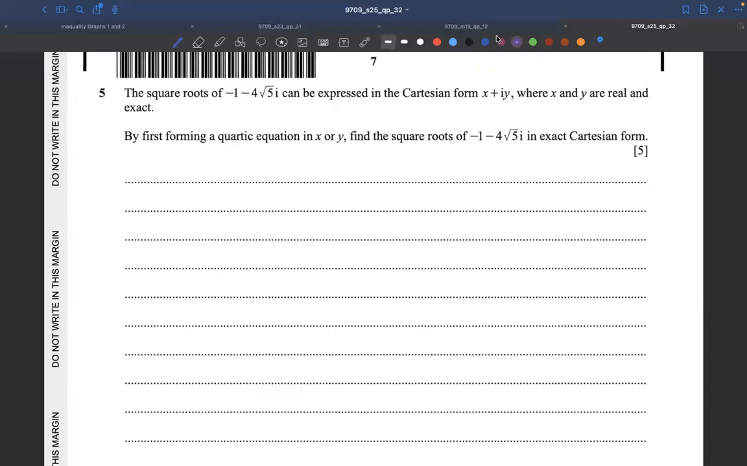In question number 5, the square roots of -1 minus 4 root 5 iota can be expressed in the form x plus iota y. By first forming a quartic equation in x or y, we have to find the square roots of -1 minus 4 root 5 iota. Now, this is a complex number, and the square root of this number will also be a complex number, which is x plus iota y.